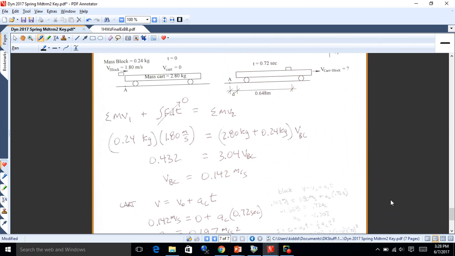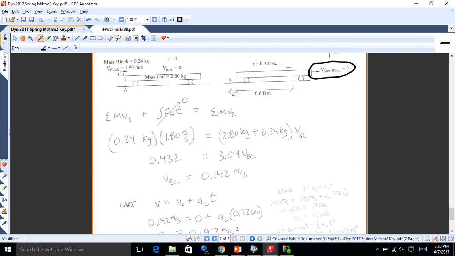Okay, the last one then. You use basic momentum to analyze it. Now what you've got is the fact that the block comes to rest with respect to the cart. Now the cart and the block then are moving at the same velocity. So there's one velocity for the cart and the block by the time it slides and stops.